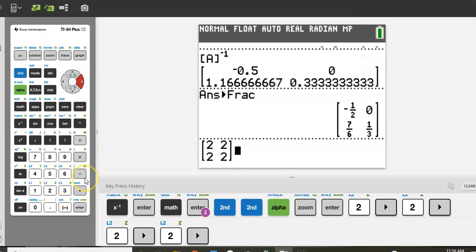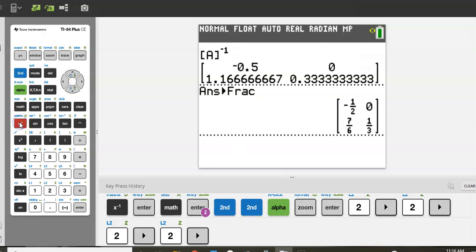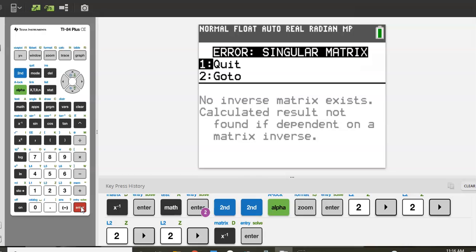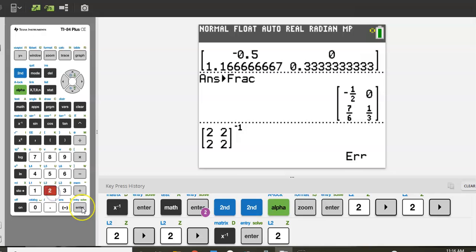Okay, that's a good matrix. We can add it to another matrix. But if we ask it for an inverse and do the to the negative 1 power thing on it, I get this error message. It says, no, that's a singular matrix. No inverse matrix exists. Calculated result not found if dependent on a matrix inverse. It's like you just broke it right there. I'm like, oh man, I am so sorry.